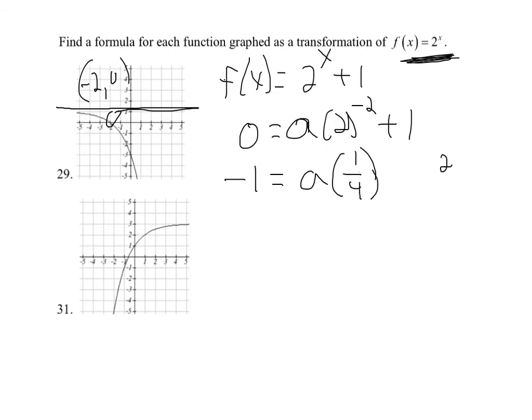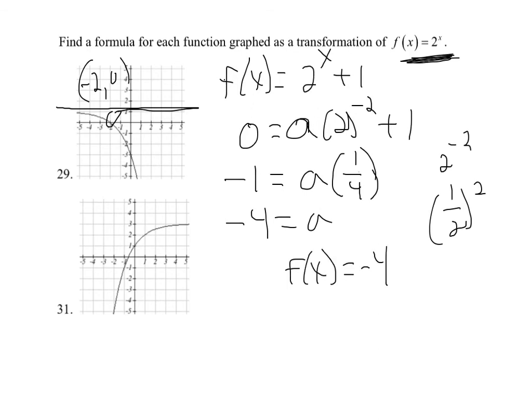Because 2 to the negative 2 means 1 over 2 squared, which is 1/4. So then to solve this for a, I'm going to multiply by 4, or multiply by the reciprocal of 1/4. So I'm getting negative 4 equals a. So I think what I've got is f of x equals negative 4 times 2 to the x plus 1.